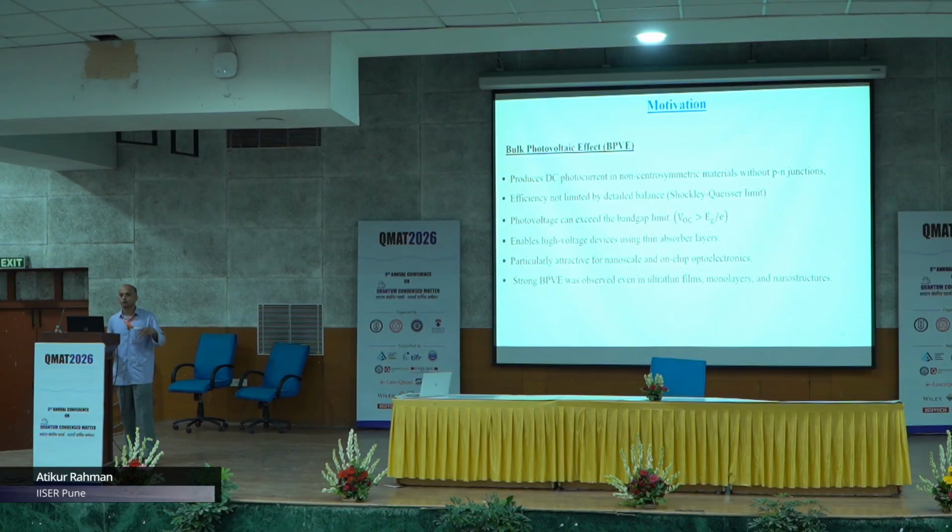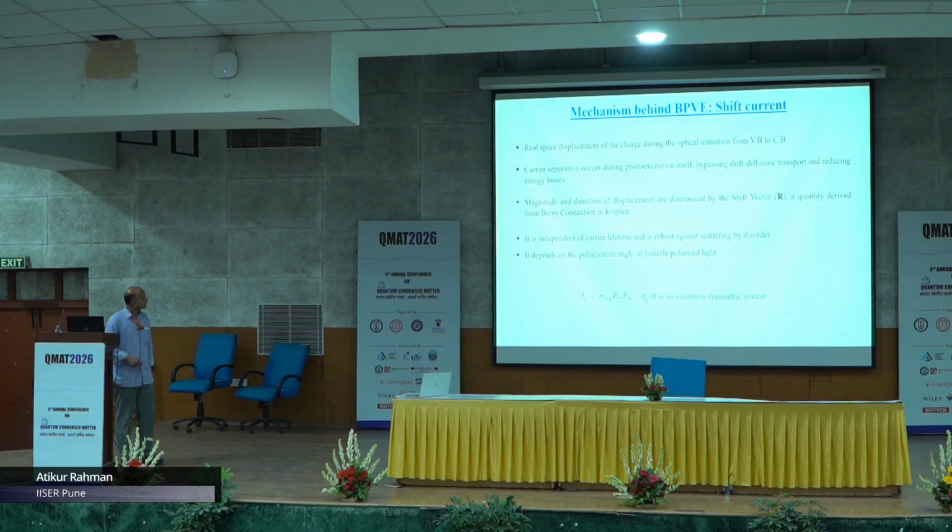People have already observed a couple of tens of volts of VOC in certain materials, and you can see it even in a very thin layer of material. That's why it is attracting so much interest these days. People have observed it in ultra-thin materials, in two-dimensional materials and other things. So the mechanism is basically the shift current. It's a real space displacement of the electron when it gets excited from the valence band to the conduction band. And as the carrier separation happens just during the photoexcitation, it bypasses all the problems of diffusive transport or other related scattering.